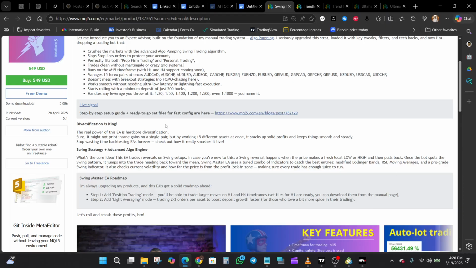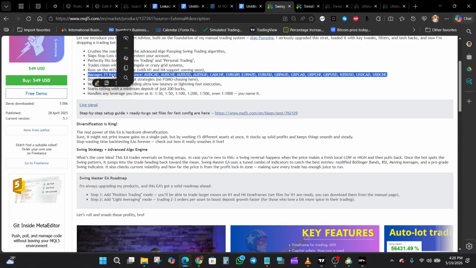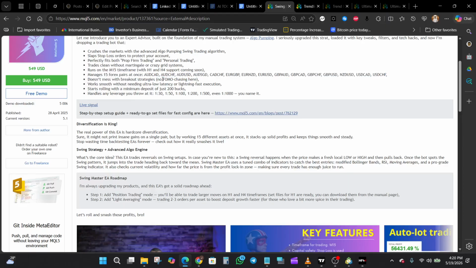The EA runs primarily on the M15 time frame. Although the developer also mentions that H1 and H4 support are planned as part of the roadmap updates. Another important detail here is the diversification aspect. Instead of focusing on just one or two instruments, Swing Master EA is configured to manage up to 15 Forex pairs simultaneously, including pairs like EUR/USD, GBP/USD, AUD/USD, USD/CHF, USD/CAD, and several others.